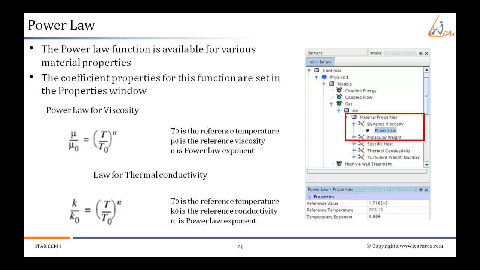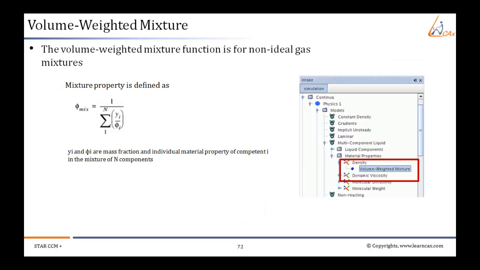Also, the power law function for thermal conductivity is shown here, where T0 and K0 are reference temperature and conductivity respectively, and n is the power law exponent. The volume weighted mixture function is for non-ideal gas mixtures. The volume weighted mixture equation is shown here.